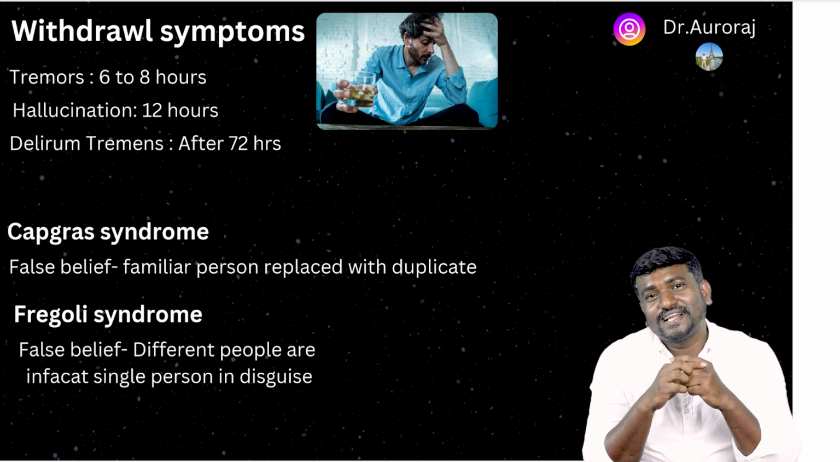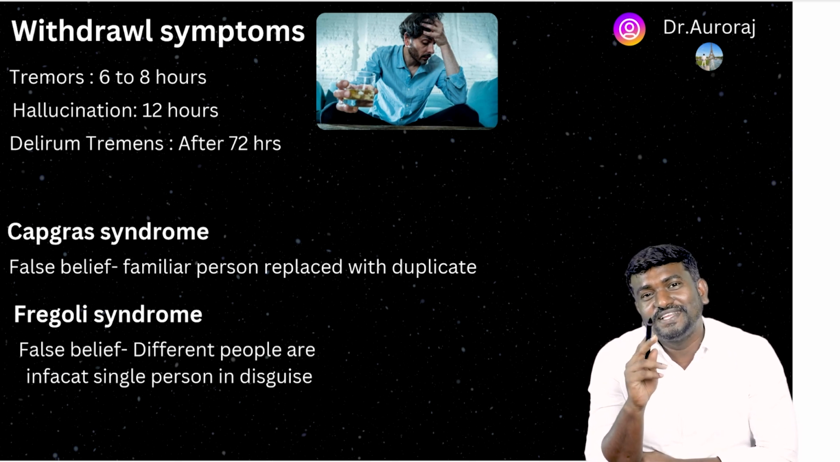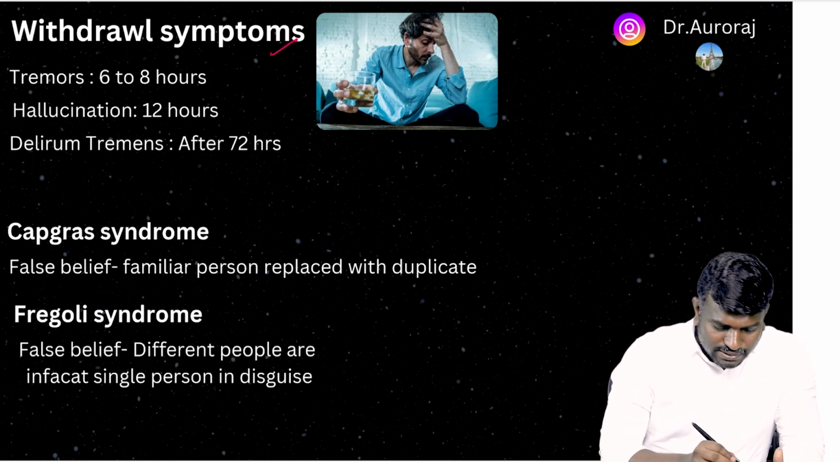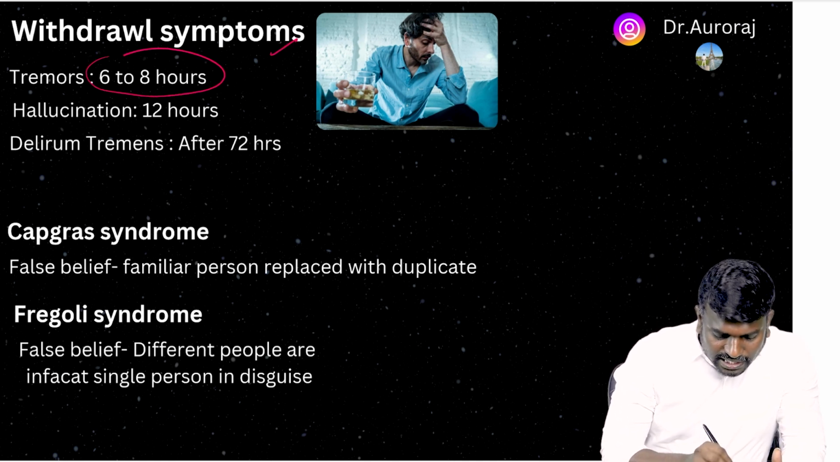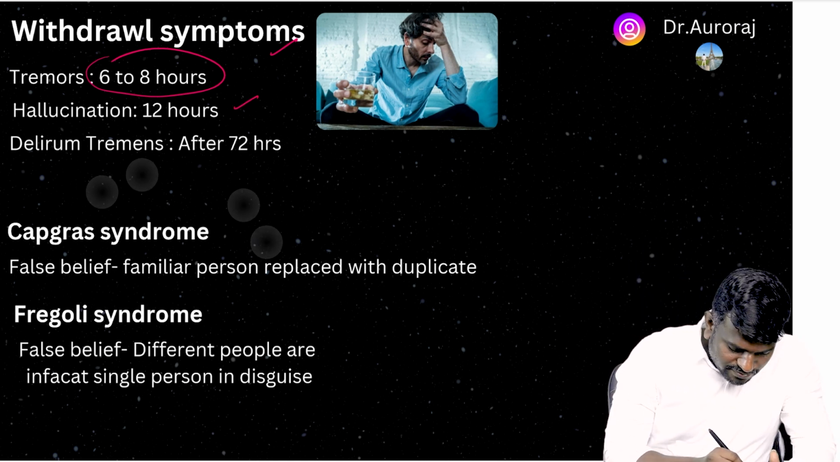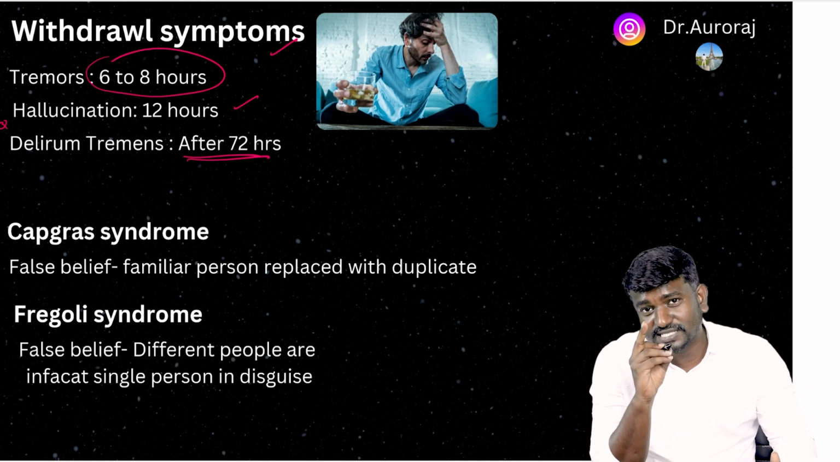So probably when you start your practice, it is very important to know what happens to a chronic alcoholic patient when you stop drinking. Now, it is called as what? Withdrawal symptoms. Yes. Now, tremors are seen at 6 to 8 hours. Hallucinations are seen after 12 hours. And delirium tremens, which is very important for the exam, is seen after 72 hours. Delirium tremens after 72 hours.